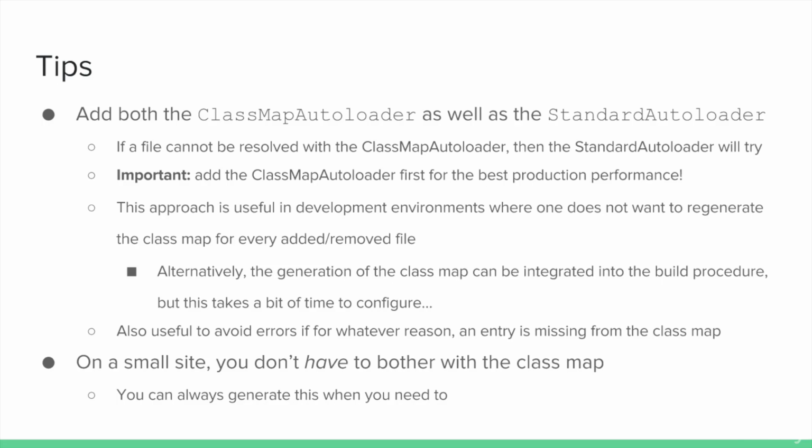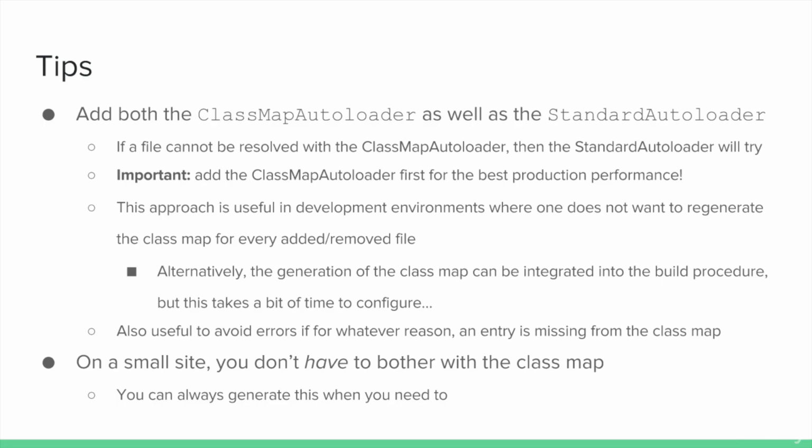So this approach is very useful in development environments where you don't want to regenerate the class map every time you add or remove a file. Then the standard autoloader will just kick in and do the work for you without you having to do anything. Alternatively, the generation of the class map can be integrated into the build procedure, but this takes a bit of time to configure, and if you're just working on a small project, you might not have the time to do this.